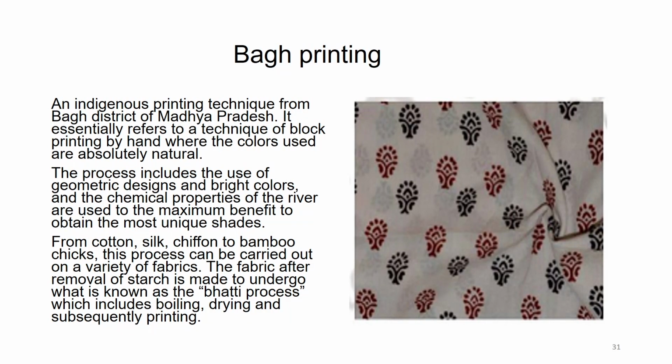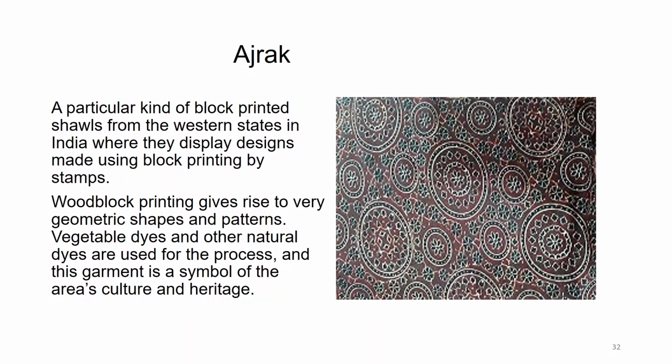The fabric, after removal of starch, is made to undergo what is called the bhatti process, which includes boiling, drying and subsequently printing. So, bark printing is another very unique form of printing in India, the traditional.